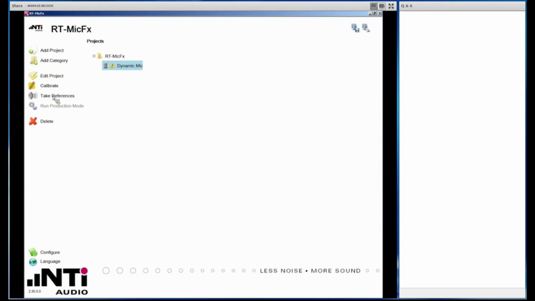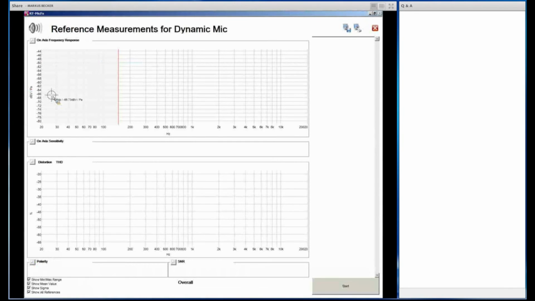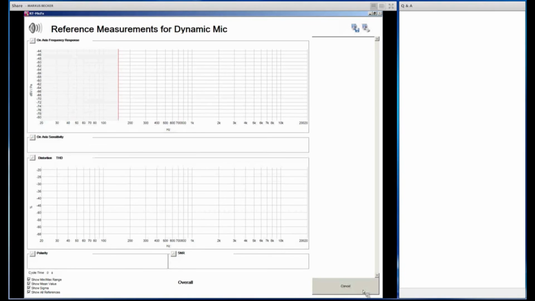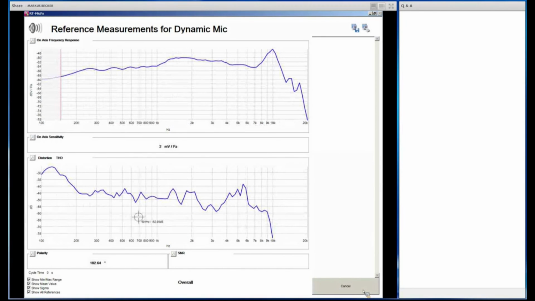Next step is the acquisition of reference curves. When we want to verify the behavior of microphones in a production, we need, of course, a reference database, and this reference database is acquired by measuring good working microphones of the type we want to test. You see here the frequency response of the microphone I'm using as database. You remember this is the same shape as I have acquired with the other software. This is the same frequency response. Down here we have the distortion result, the polarity, and the signal noise ratio.